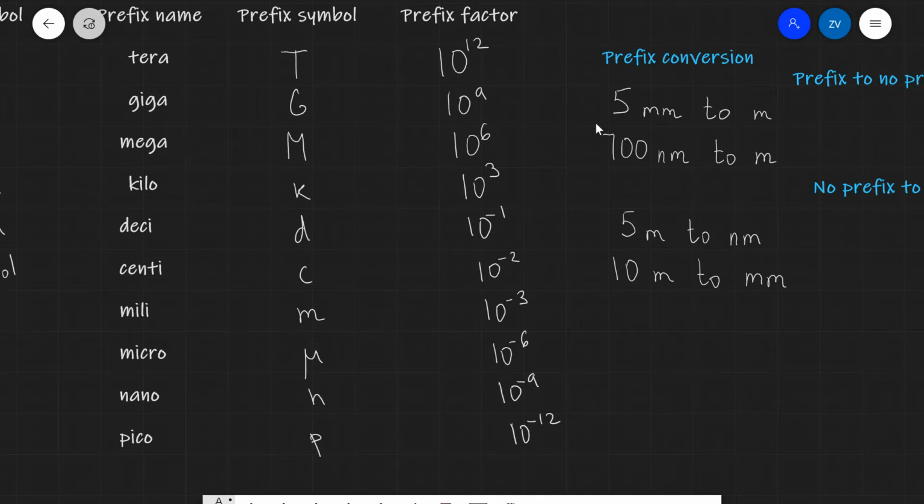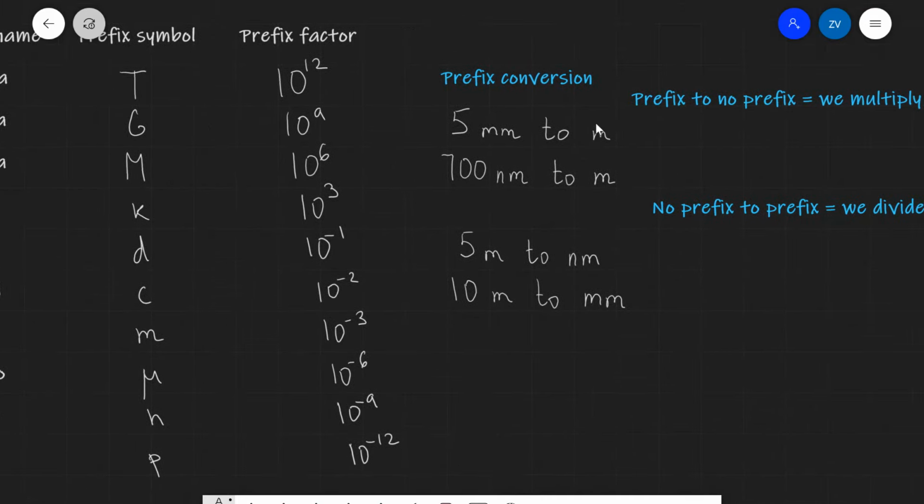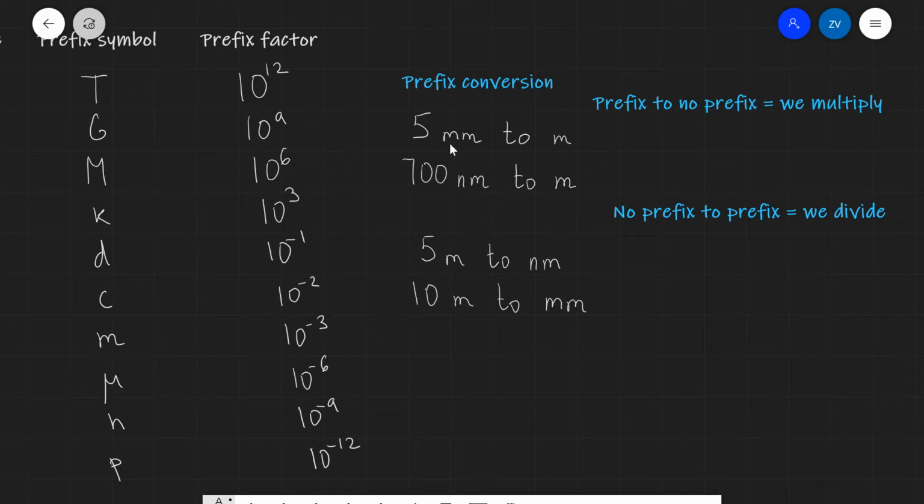Now, let's revise some prefix conversions. If we are going from a prefix to no prefix, for instance, from 5 millimeters to meters, we need to multiply by the value of that prefix. In this example, I'm going from millimeters to meters, so I just need to times by the value of milli, which is 10 to the power of minus 3, as we can see over here. So this is just equal to 5 times 10 to the power of minus 3 meters.